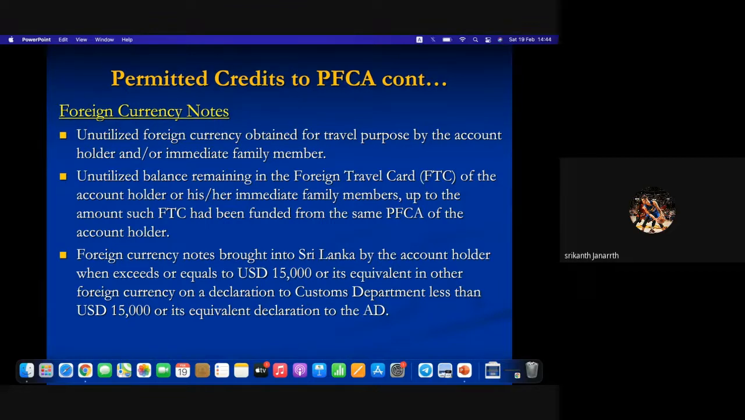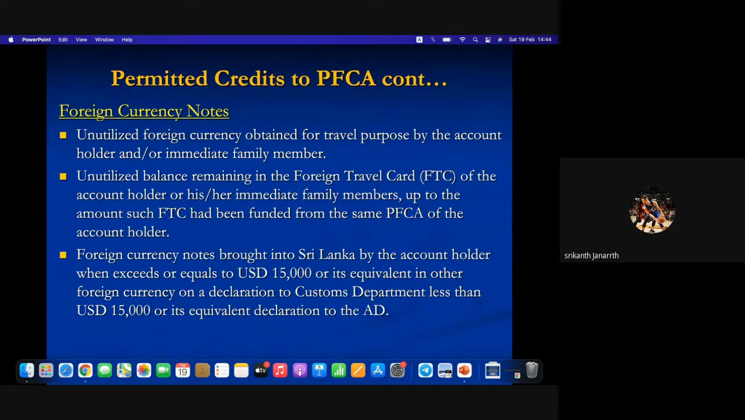If it is exceeding $15,000, you declare. Suppose you are bringing less than $15,000, you can't declare at customs, because when you go to the customs, they will say you are carrying less than 15. You say you are carrying only 10,000, so they might say there's no necessity to declare. But if you insist, they have to take the declaration. If they say no necessity, then you are coming back without declaration.